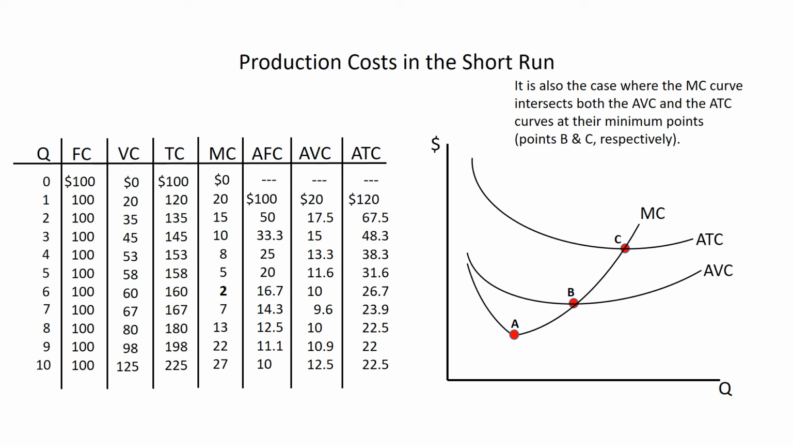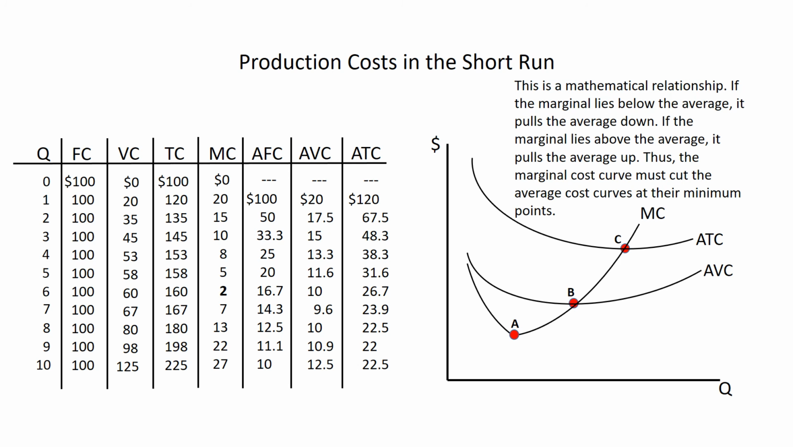It is also the case that the MC curve intersects both the AVC and the ATC curves at their minimum points, points B and C respectively, on the graph. This is a mathematical relationship. If the marginal lies below the average, it pulls the average down. If the marginal lies above the average, it pulls the average up. Thus, the marginal cost curve must cut the average cost curves at their minimum points.